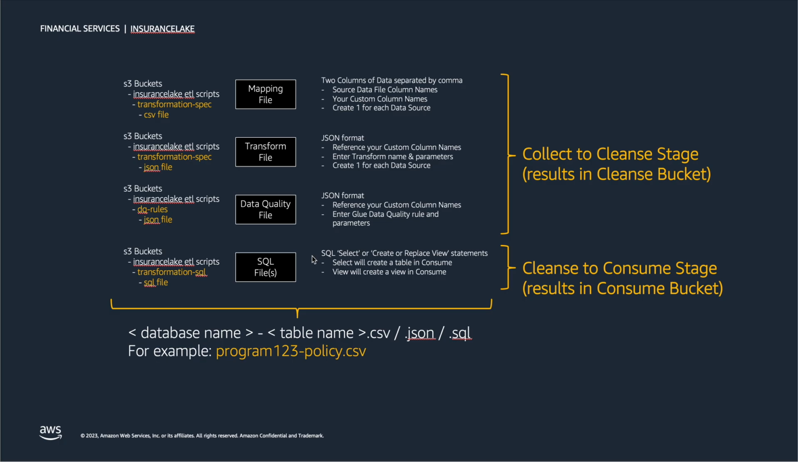And lastly, your SQL files. So over on the right, you can see the cleanse to consume stage. So that's the last step. That's our second Glue job. The first Glue job is collecting all the data, cleansing and curating it, listed up here. The second one is our cleanse to consume, which creates your final data products, your tables and your views. And these are nothing more than SQL statements stored in .SQL files. All of this is loaded up into S3. You drop your file in the collect bucket, and then the entire process runs. And these files are the instruction sets that tell InsuranceLake what to do.